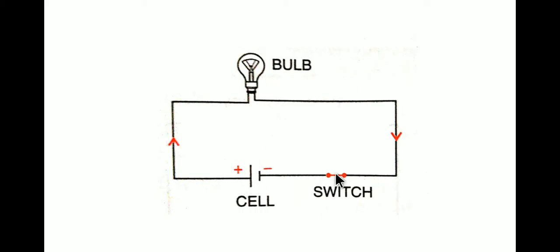And if the switch is kept off, no current would flow and no work would be done, that is the bulb would not glow, and hence the circuit would be incomplete. So this is a complete circuit where the bulb glows.